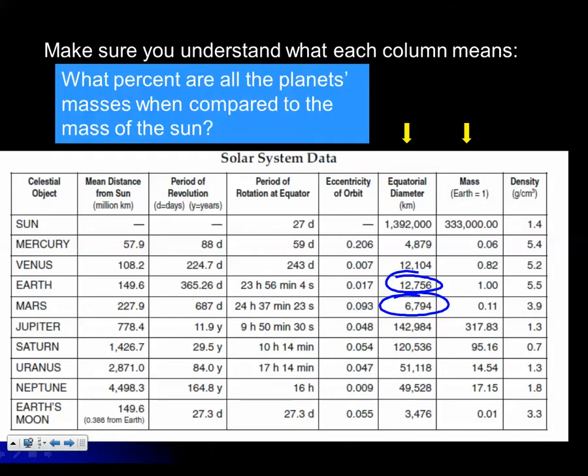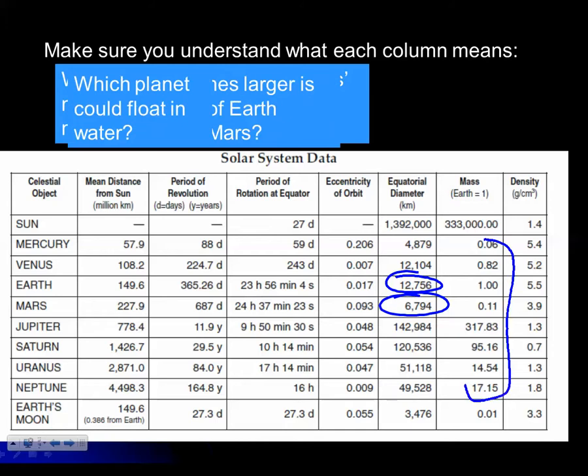Okay, second, what percent are all the planets' masses when compared to the mass of the sun? So you might be asked a question in the mass column, and that's a what percent problem, and I know your math teachers teach you that is over of equals x over 100. And so, you'd be adding all these up and figuring out what percent are those compared to the sun. So it'd be these numbers over this number equals x over 100. And you could figure that out quite easily. But once again, there's no formula for that. You just have to use your brains.